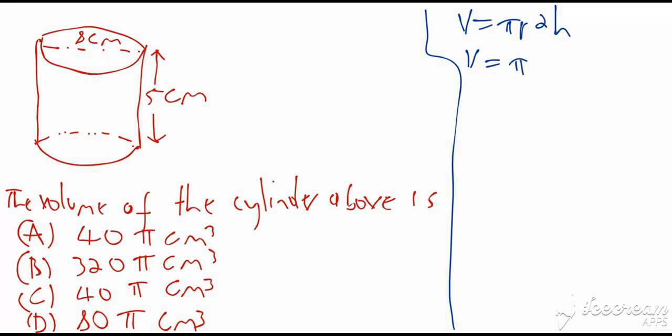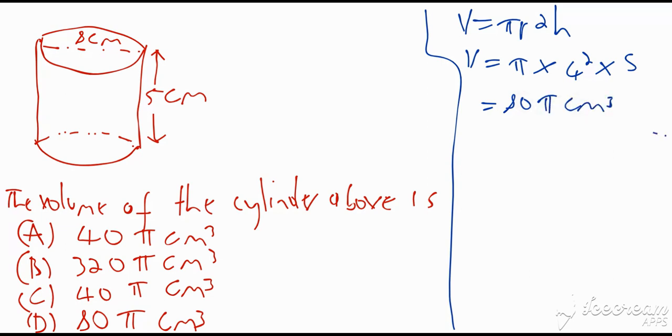So I wouldn't need to change the pi to anything. So I would have pi times half the diameter, which is 4, squared, times the height, which is 5. Now 4 squared is equal to 16, and 16 times 5 is equal to 80. So what I would end up with is 80 pi cm cubed.